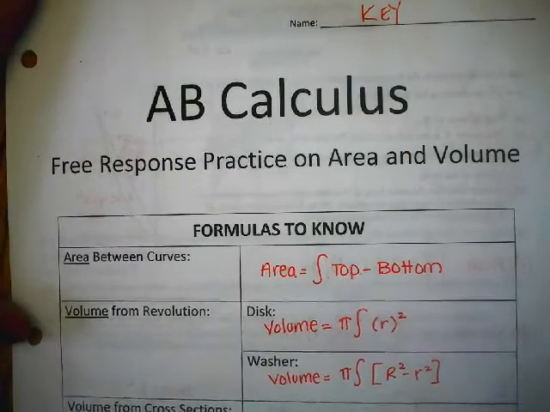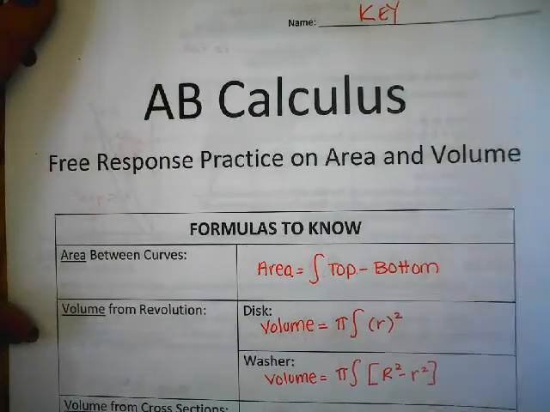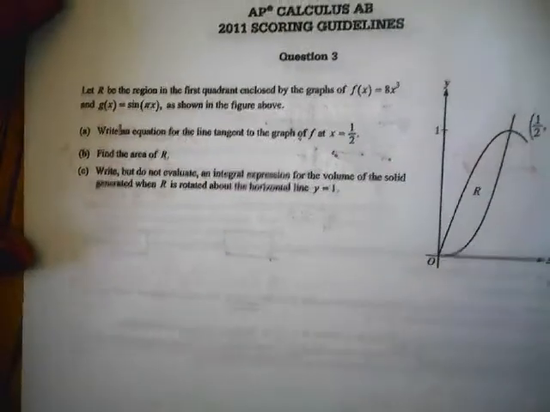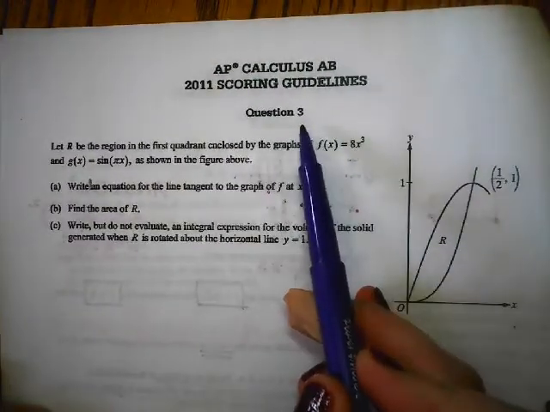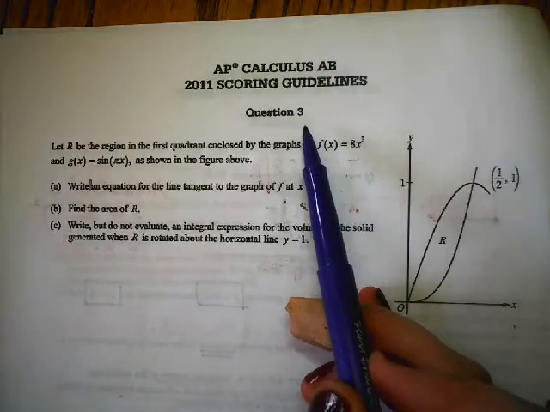Today I'm going to be working out of our free response packet. Pretty much everything this week is going to come from this packet. And I'm going to flip, and we're going to be focusing on the 2011 problem number 3. It's problem number 3, which means we don't get to use our calculator.